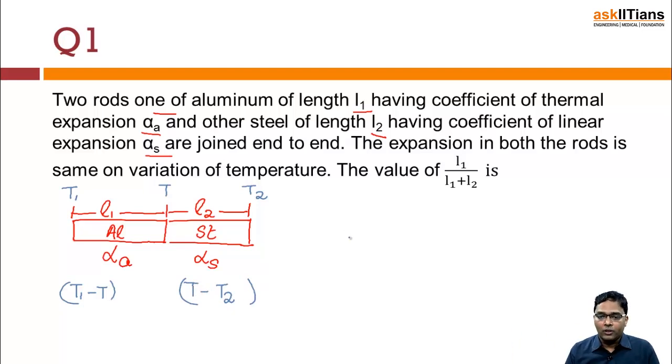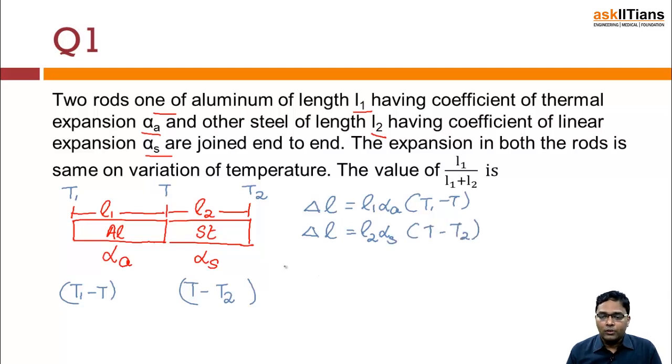Now, how do we proceed to solve this one? The length variation, delta L, is going to be equal to L1 alpha A, and then we have delta T for this one, which is T1 minus T. And the same way for the steel case, it is going to be equal to L2 alpha S, and then we have T minus T2. So we have these two. Now if I equate these two, what will we get? We get L1 alpha A (T1 minus T) equals L2 alpha S (T minus T2).